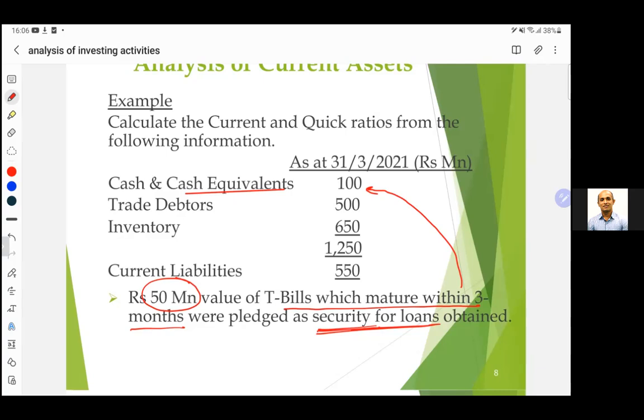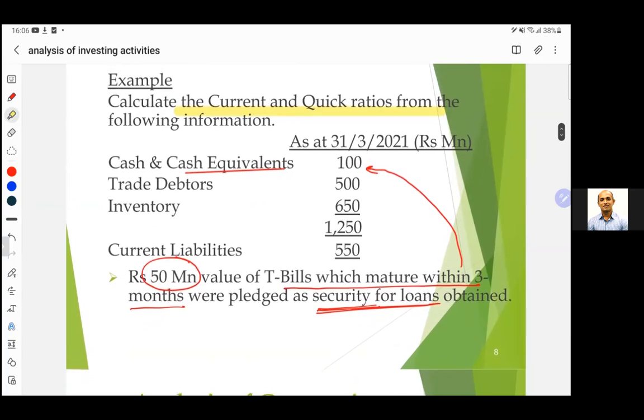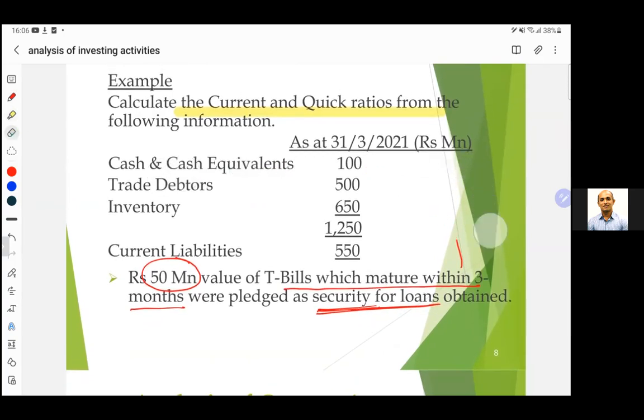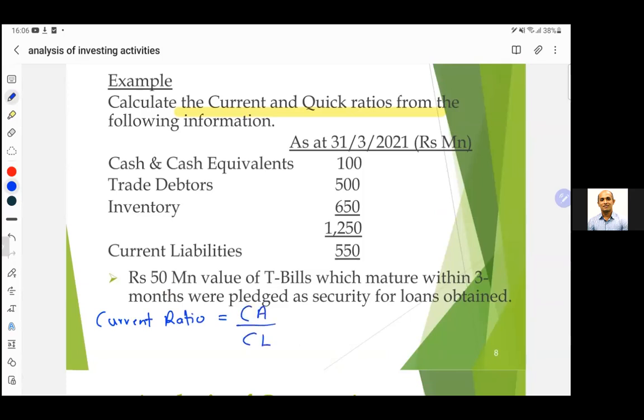Now the question is, calculate current and quick ratios. So let's calculate now. Current ratio equals current assets divided by current liabilities.